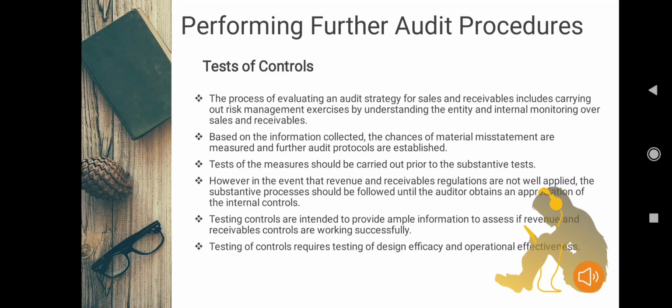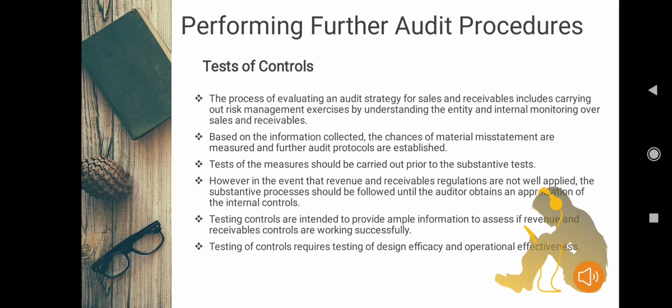In the audit cycle, we are going to talk about performing further audit procedures. Audit procedures are divided into two types, which are test of controls and substantive procedures. So here we are going to talk about the definition of test of controls. Test of controls is the process of evaluating an audit strategy for sales and receivables, which includes carrying out a risk management exercise by understanding the entity and internal monitoring over sales and receivables. Based on the information collected, the chance of material misstatement is measured and further audit protocols are established.